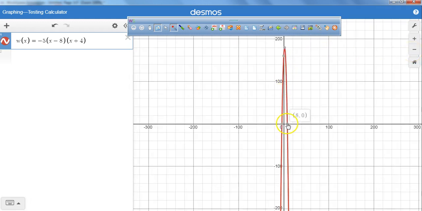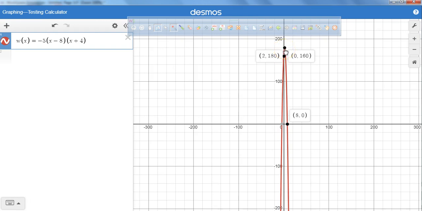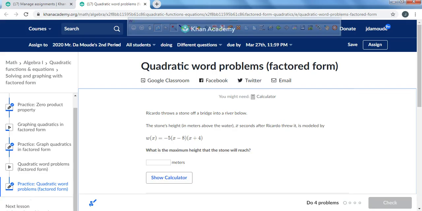That's where it hits the ground. There's the bridge. That's at the time of launch. It was at 160. Oh, never mind. He doesn't have that good of an arm. He only threw it 20 meters high, so it's not that big of a deal. But it did reach a height of 180 meters. All right, so I'm just going to type in 180. But he was already 160 meters up. So sorry, Ricardo. You really don't have that great of an arm.